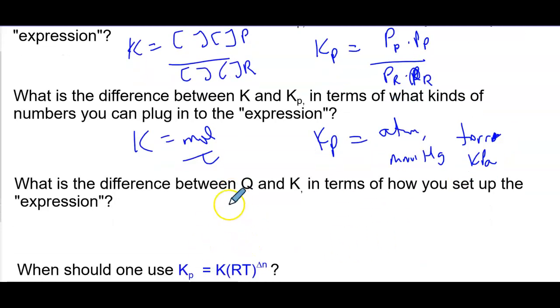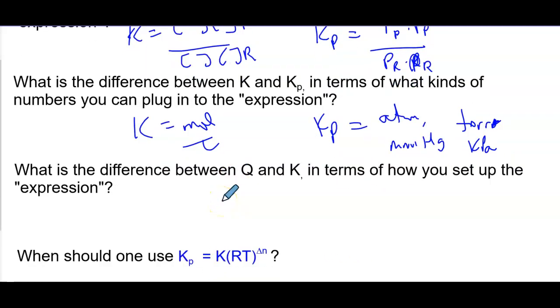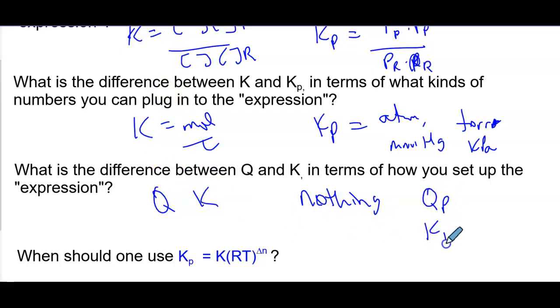The next question says, what is the difference between Q and K in terms of how you set up? Nothing. Same set of rules. I can do a Q or a K, and I would follow this. Or I can do a Qp or a Kp, and it follows this idea. So Q and K are the exact same thing. Q just means not at equilibrium. K means at equilibrium. So going forward, if we're not told it's at equilibrium, we have to assume it is not.